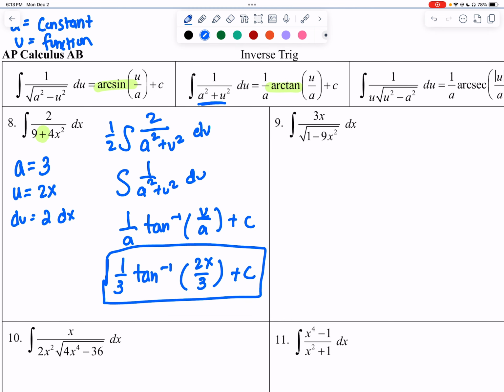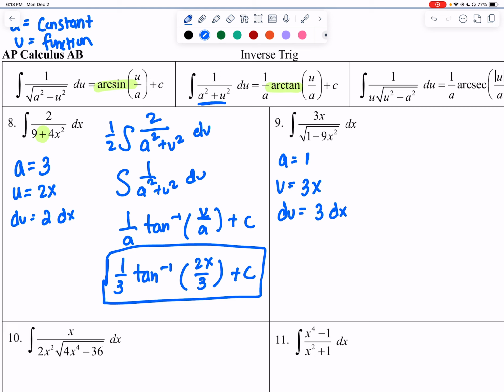Alright, same thing for number 9 here. We have the integral of 3x over the square root of 1 minus 9x squared. Since this is a square root and it's a minus sign, it looks like inverse sine, so let's go ahead and look at a and my u. If I have a, that's going to be 1, and then if I have u, I'm going to have 3x. Now if I do that, I get du to be 3 dx.